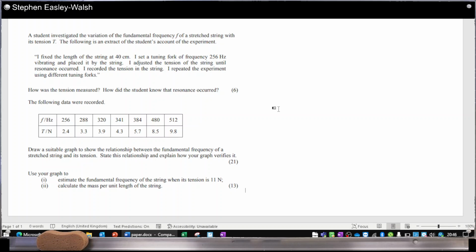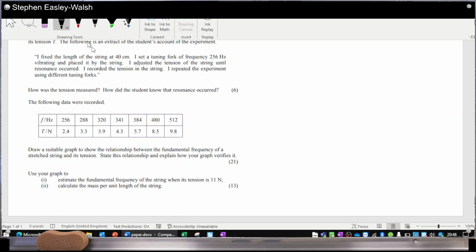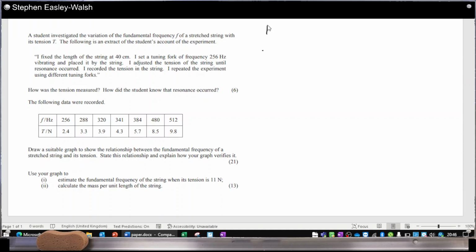How was the tension measured? That's just using a Newton balance, I think it's called. And then the student would have known resonance occurred when it was at its loudest. Is it called a Newton balance or a spring balance? And anyways, that's 6 marks there.